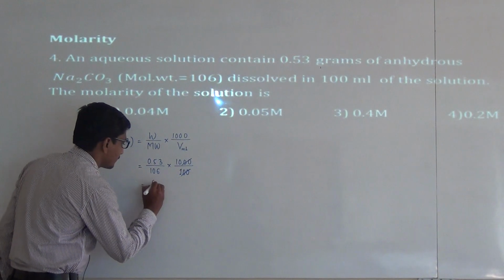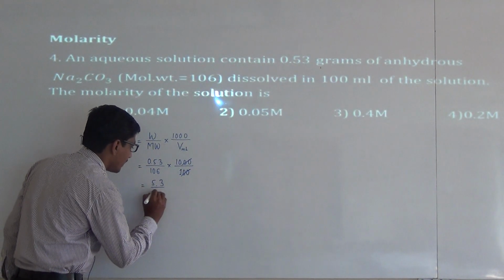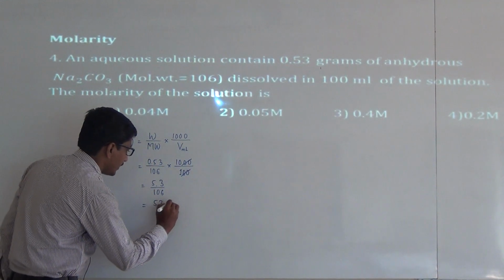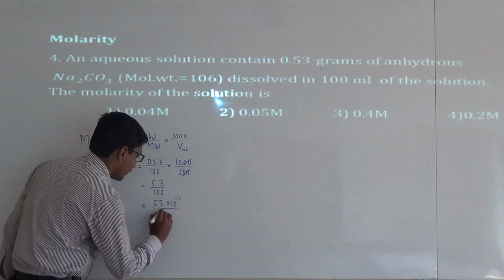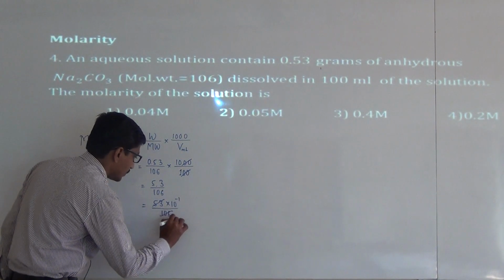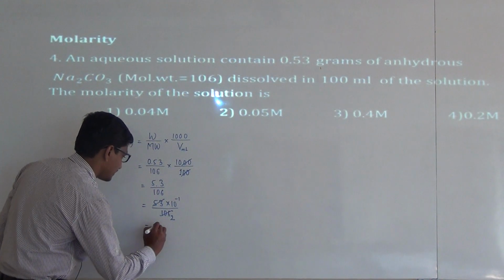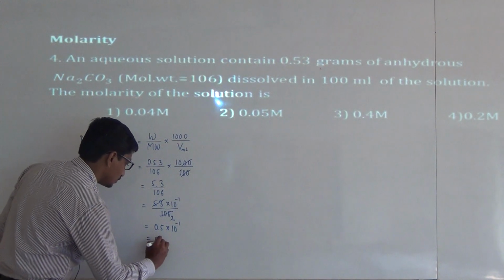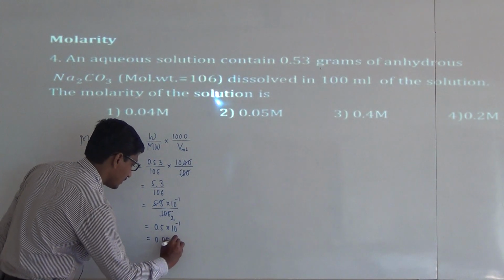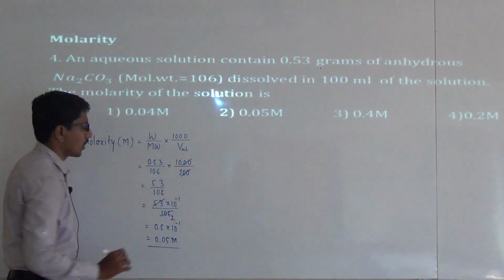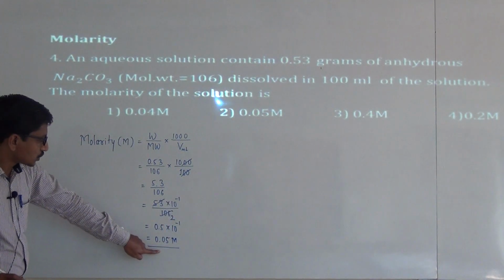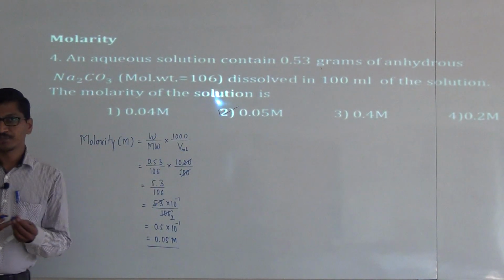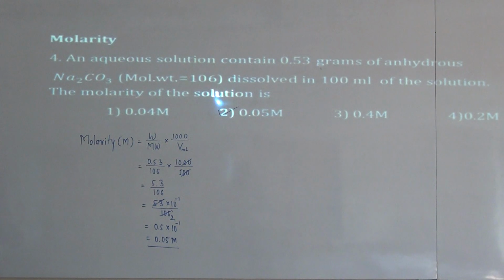This is 5.3 divided by 106, 53 into 10 raised to minus 1 divided by 106, 2, 1 by 2 means 0.5 into 10 raised to minus 1, this is equal to 0.05 M. The molarity of the solution is 0.05 M, and second option is right. Next question.